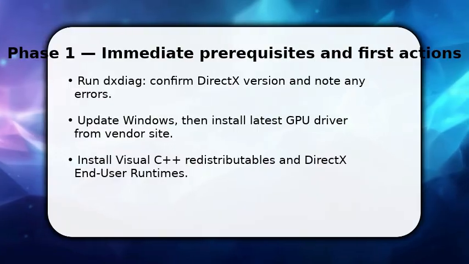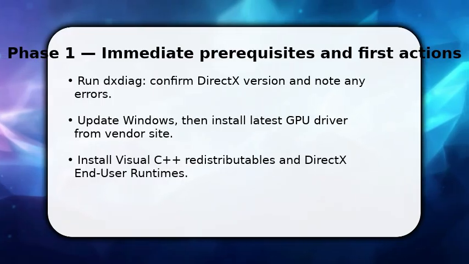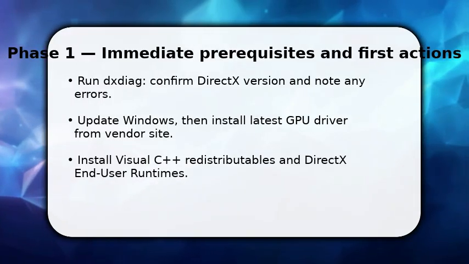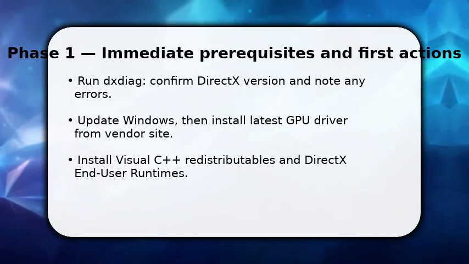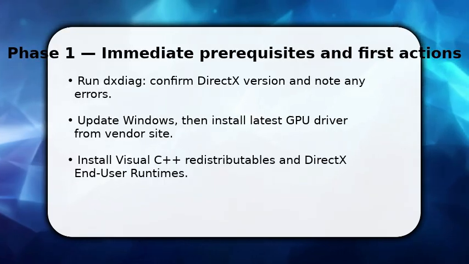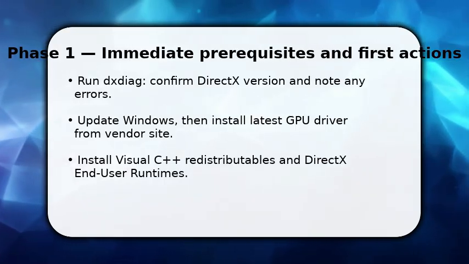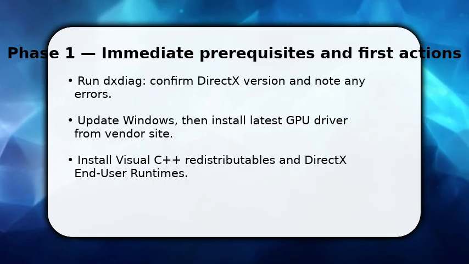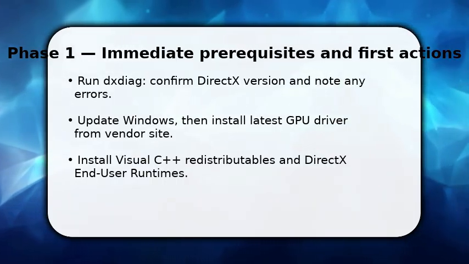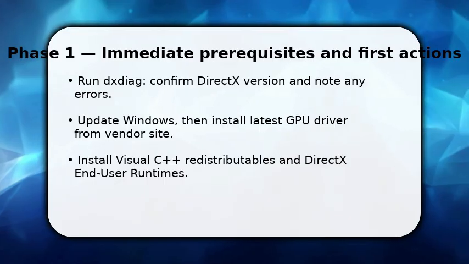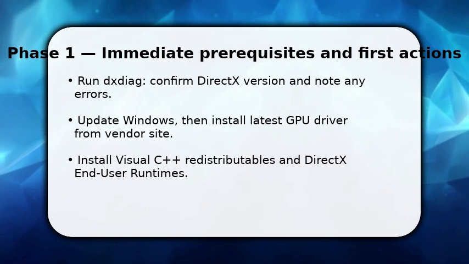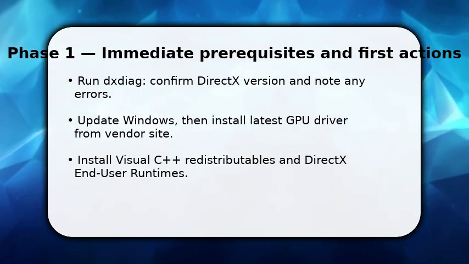You start by proving the basics. Open DXdiag and note the DirectX version plus any error messages, because that tells you if the problem is system level. Once done, update Windows and download the latest GPU driver from NVIDIA, AMD, or Intel. Do a clean install when offered. Make sure Visual C++ redistributables and the DirectX end-user runtime are installed. These supply missing DLLs. If any installer reports issues, stop and record the message for the next step.